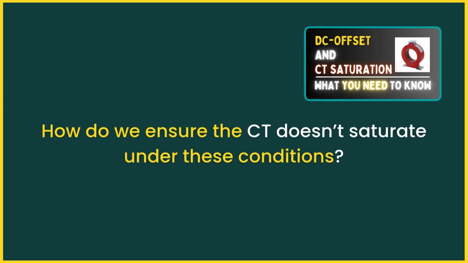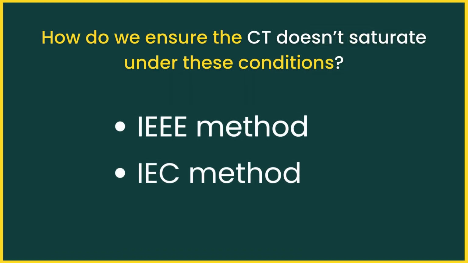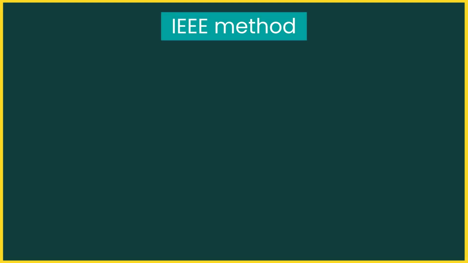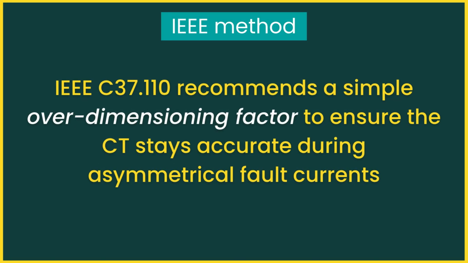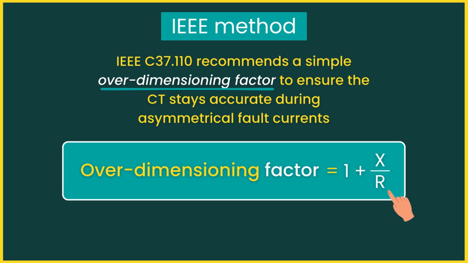So the real question is, how do we ensure the CT doesn't saturate under these conditions? To answer that, we'll look at two main methods, the IEEE method and the IEC method. Let's begin with the IEEE method. According to IEEE C37.110, a simple overdimensioning factor ensures that the CT reproduces asymmetrical fault currents accurately, and that factor is 1 plus X by R.